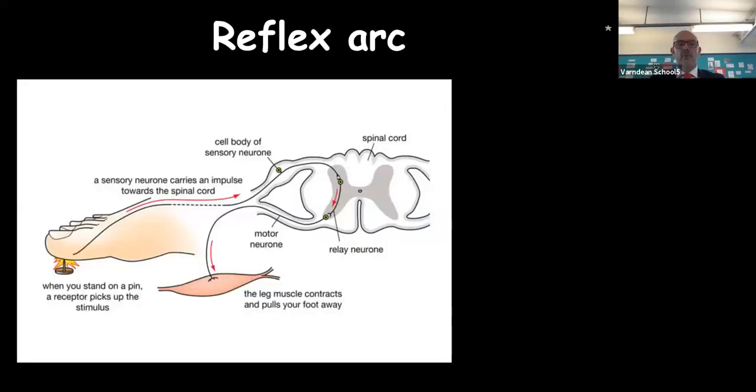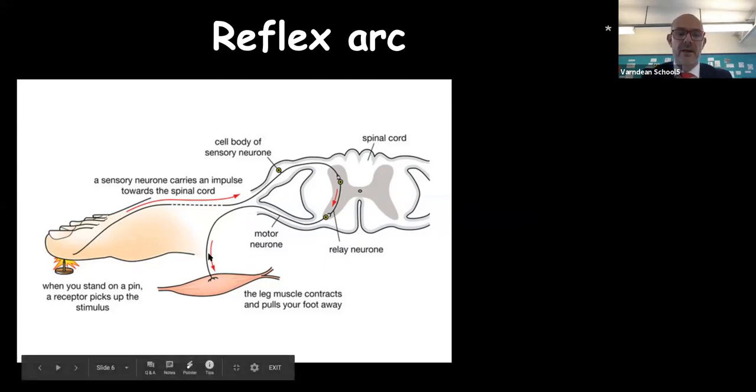So here's an example. Okay, now this is a reflex arc. I'm going to talk about what a reflex arc is in a minute. But it's very common that in an exam, you would see this very diagram. So make sure you're looking at it right now.